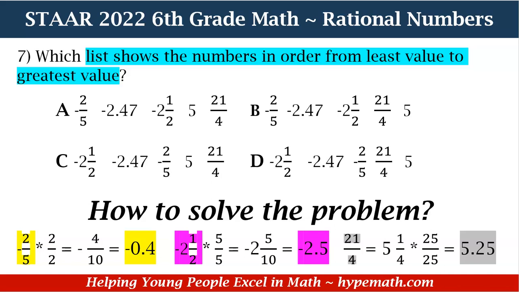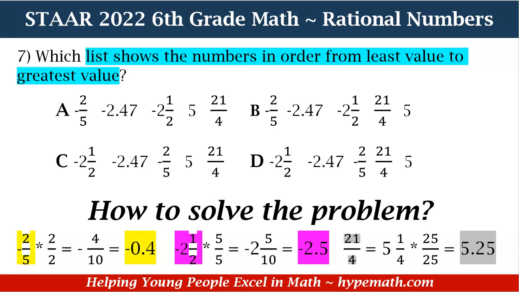Lastly, we have 21/4. We need to convert that into a decimal. First, we're going to make the improper fraction a mixed number, okay? And that will be equal to 5 1/4. Now, we still have a fraction.